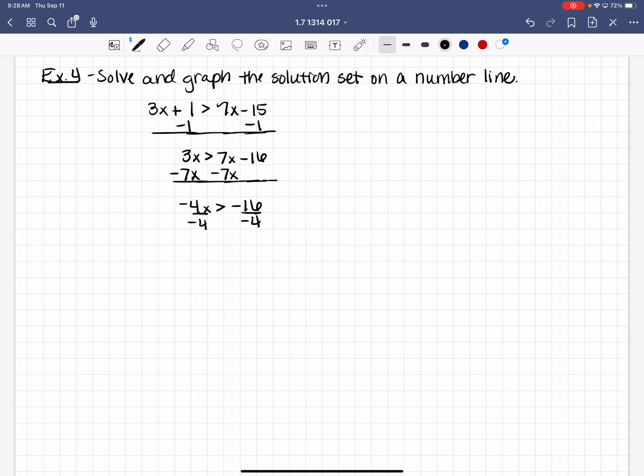What do I have to remember? Flip the sign because I divided by a negative. So x is now less than 4. Okay, first part of your answer. Now let's graph it.